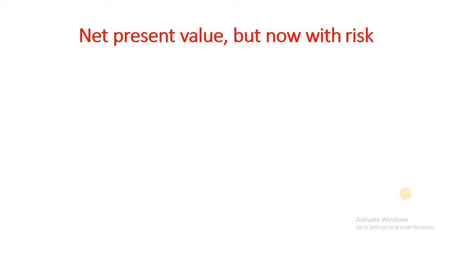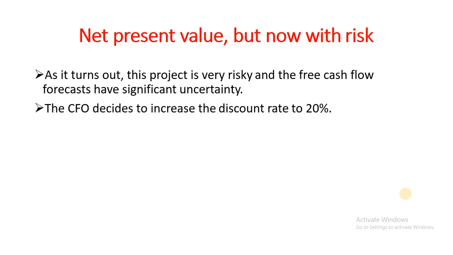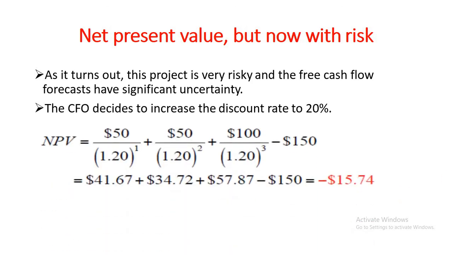Now, if the project is risky, we might need to increase the discount rate. So risks and the uncertainty with the cash flows might also decrease the value of the project. If the CFO, that is the Chief Financial Officer, decides to increase the discount rate of the same project to 20%, in that case, the NPV of this project will be minus 15.74. So the NPV of this project is negative if the discount rate is 20%.